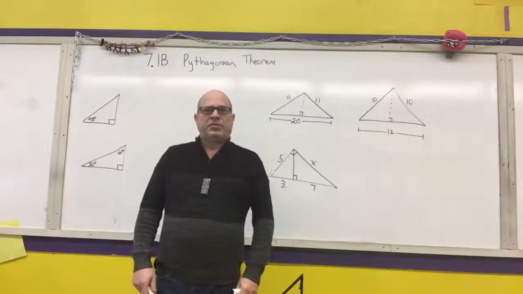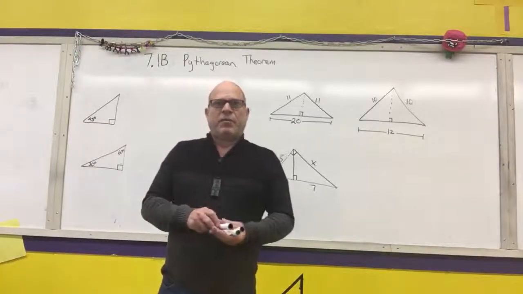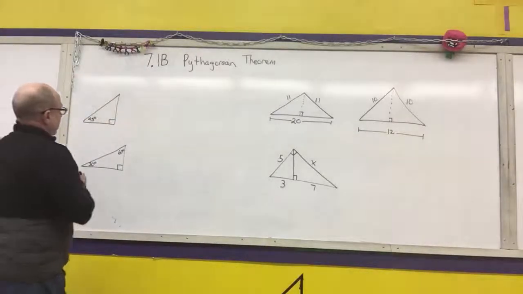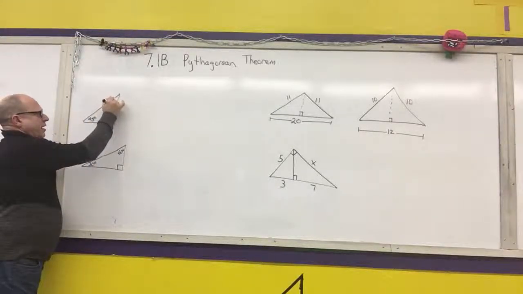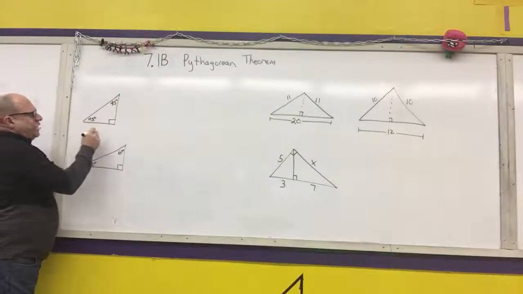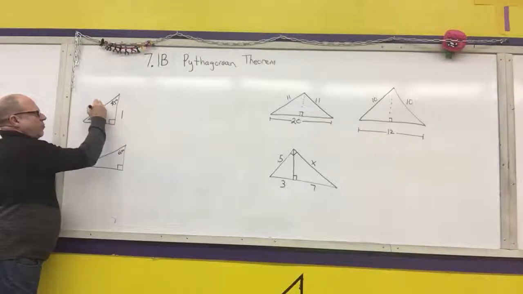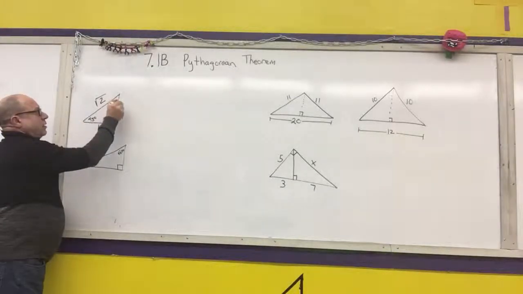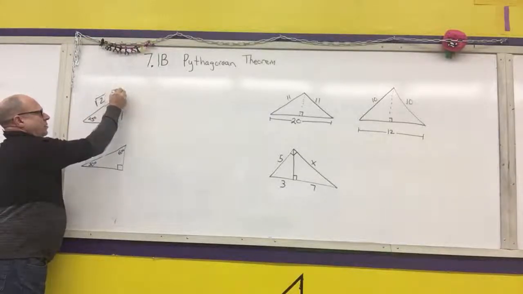For the last part of section 7.1, we're going to go over some applied problems using the Pythagorean theorem. First thing I want to remind you are the two right triangles that you need to memorize the associated side lengths. The first one is a 45, 45, 90-degree triangle. On those, if the legs are length 1, the hypotenuse would be square root of 2. So if you want to go from a leg length to the hypotenuse, you multiply by the square root of 2.